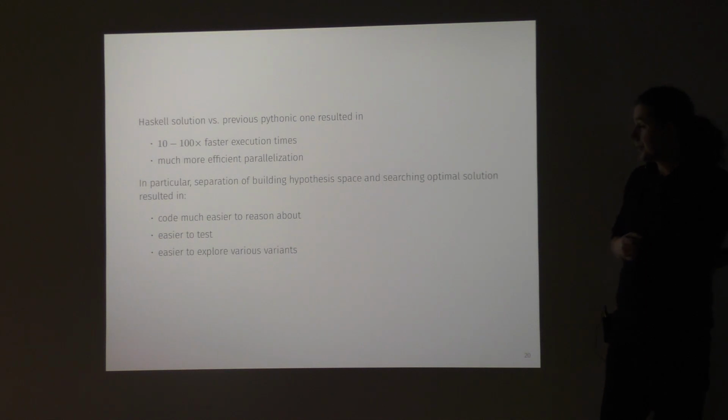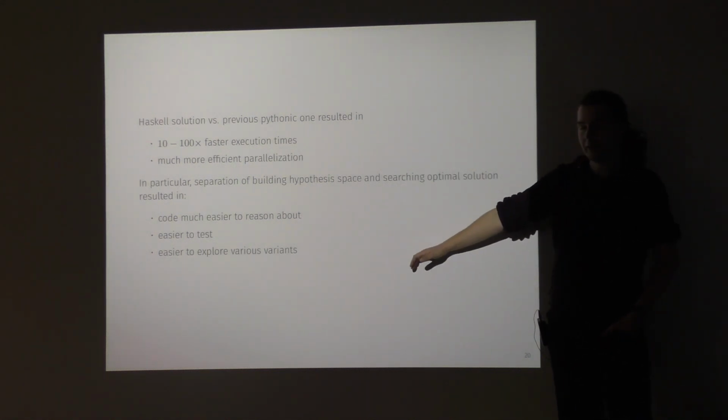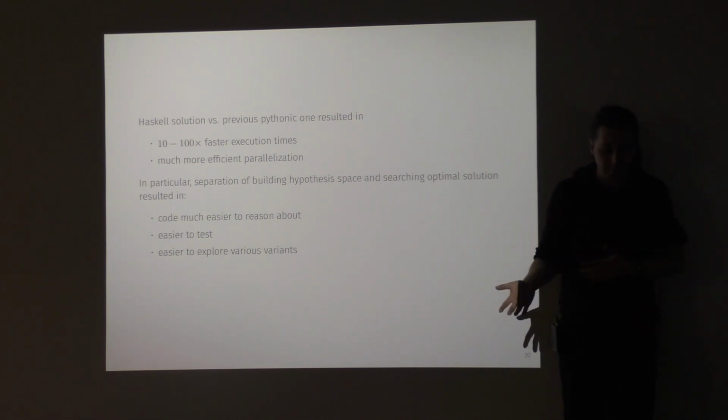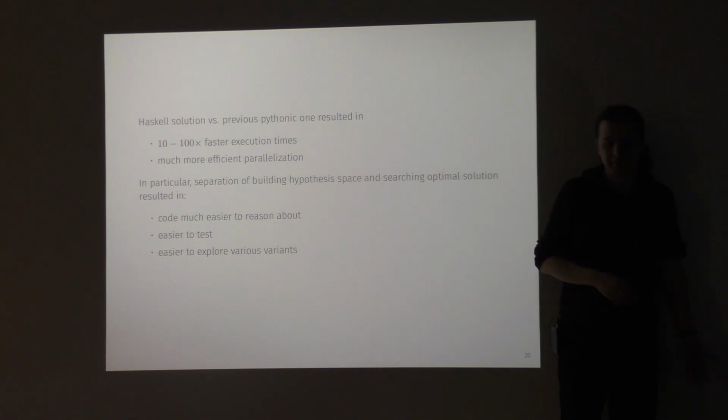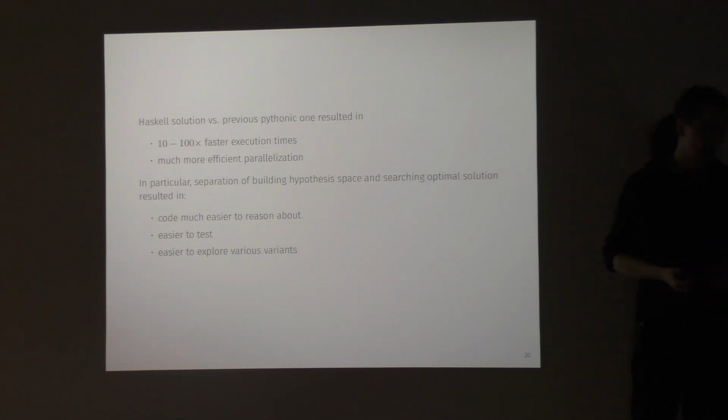The code is now much easier and much more tested. It is much easier to test it, and moreover, we actually tested a lot of variants of those algorithms: how to build a hypothesis space, how to prune it, how to traverse it, how to update things, and all that was possible thanks to the fact that we were able to separate those things, the construction of hypothesis space and traversing it, into separate parts.